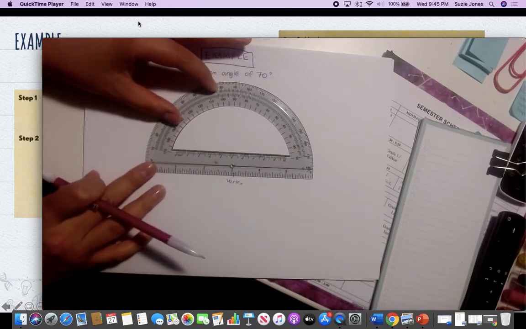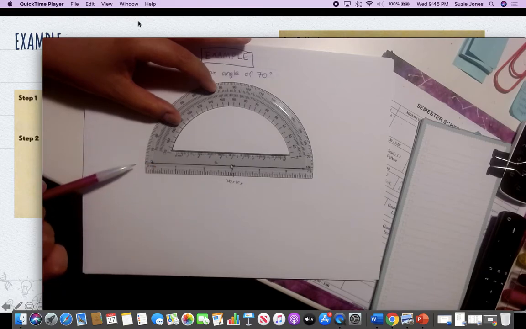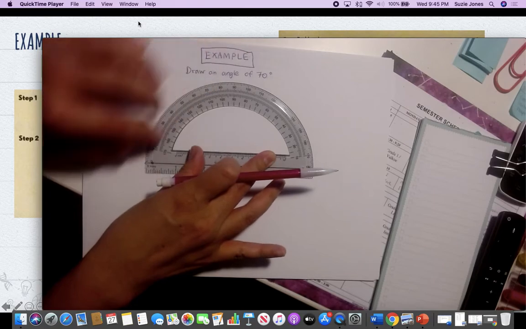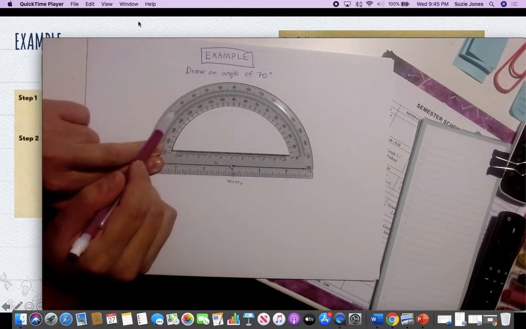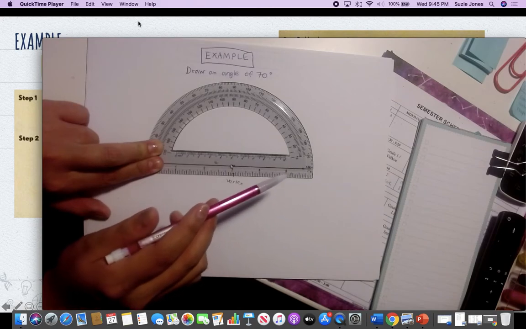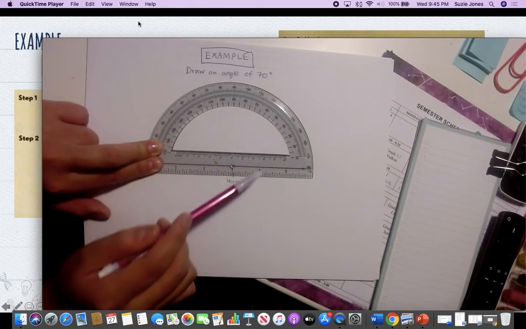Oh, and my protractor moves, so I'm going to fix that. Okay, so that's my 0. Then I have a 10, I have a 20. Then I have a 30, 40, 50, 60, and so on and so on, all the way to 180. So first, I'm going to use my inner scale, okay?